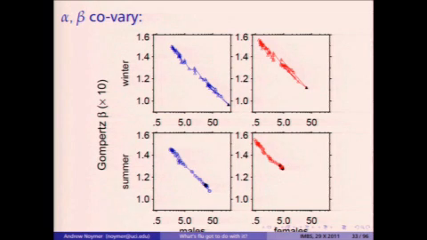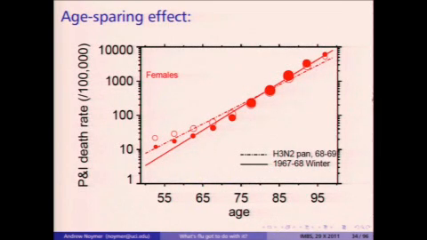As I showed you, here we have summer and winter and males and females, and the alpha and beta, these two parameters of the Gompertz model, are in a really tight fit with each other, so much so that it looks almost like a perfect line. What's going on here is an age-sparing effect. When the intercept is lower, the slope gets steeper. So in the Hong Kong flu pandemic, we have higher death rates at younger ages.